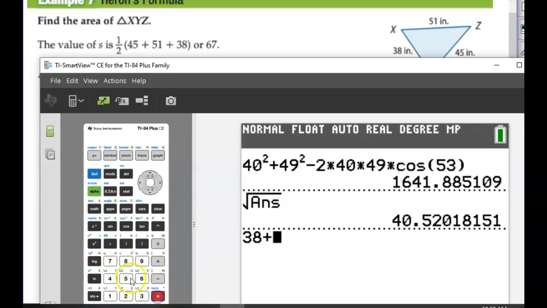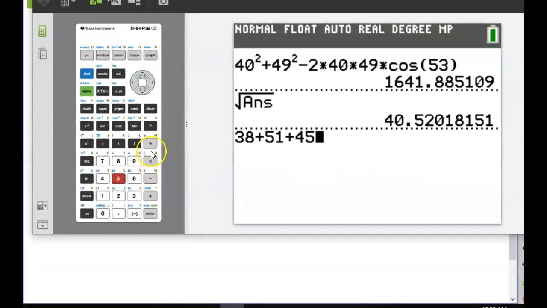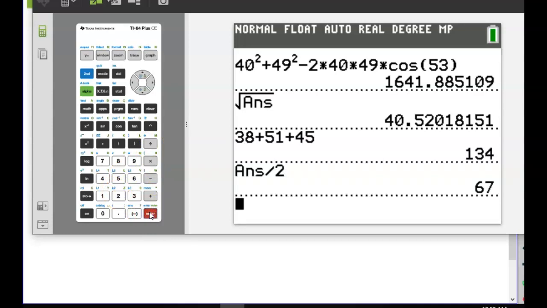38 plus 51 plus 45. Then I'm just going to hit enter and divide by 2, but you could have done parentheses and all kinds of fun. So the semi-perimeter S is 67. Everybody got that? Okay, now we can store that in the calculator.